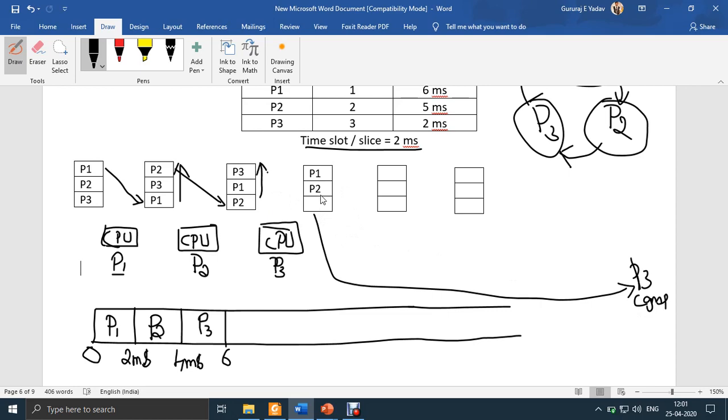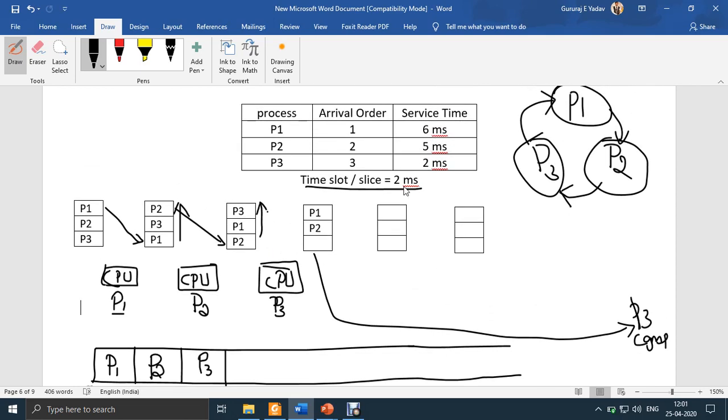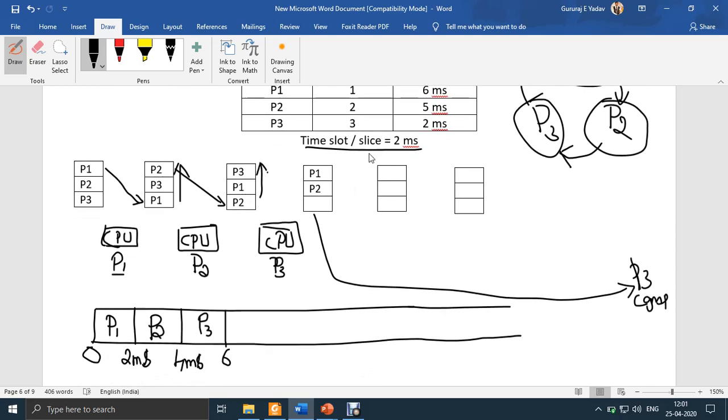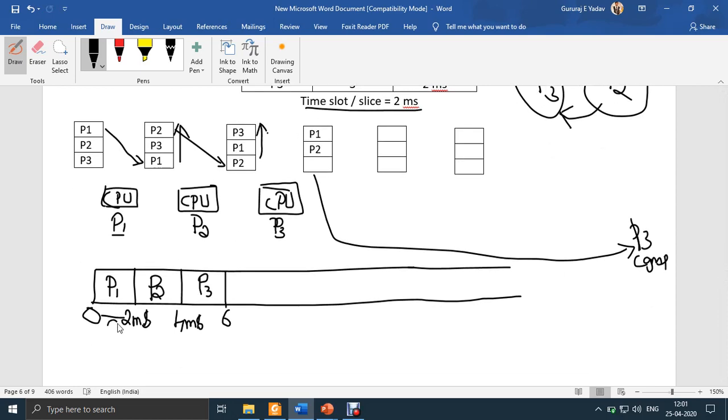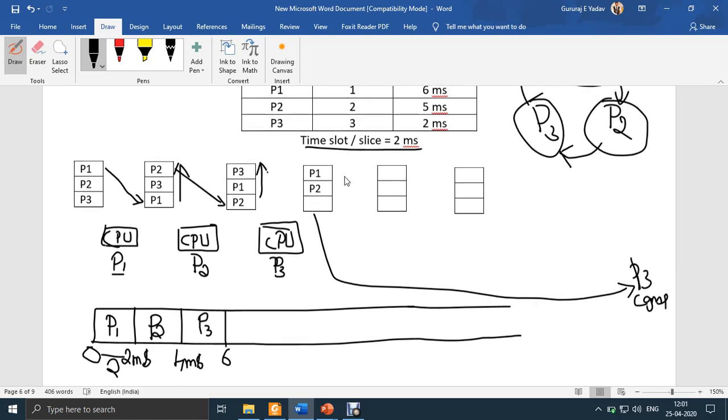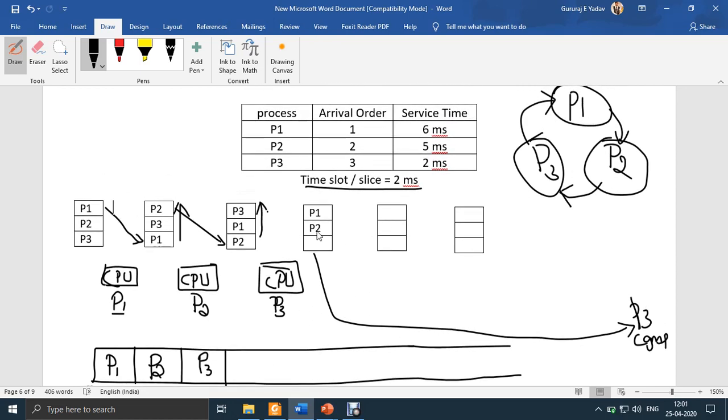So what about P1 and P2? P1 requires 6 milliseconds, P2 requires 5 milliseconds to complete. Out of 6 milliseconds for P1, how much time have you given? You have given only 2 milliseconds, so still 4 milliseconds are remaining for P1. And what about P2? Out of 5 milliseconds, you have given 2 milliseconds, so still 3 milliseconds are remaining for P2. Hope you are getting this.